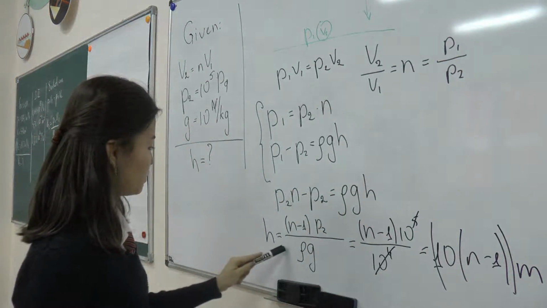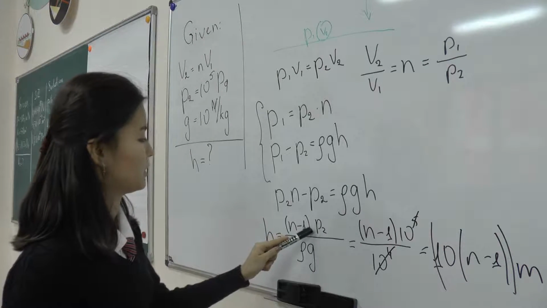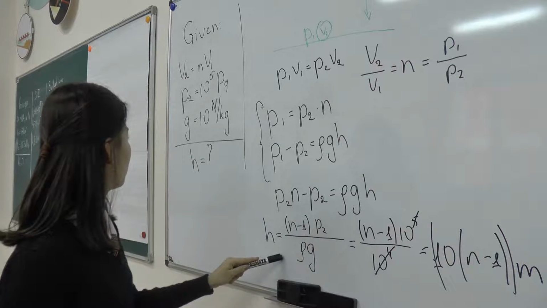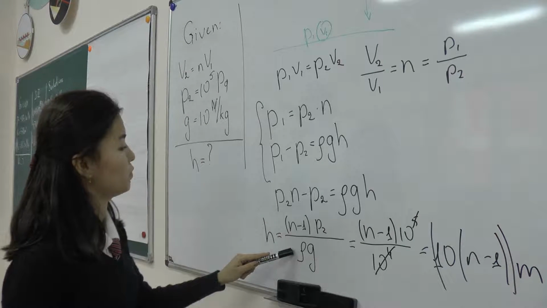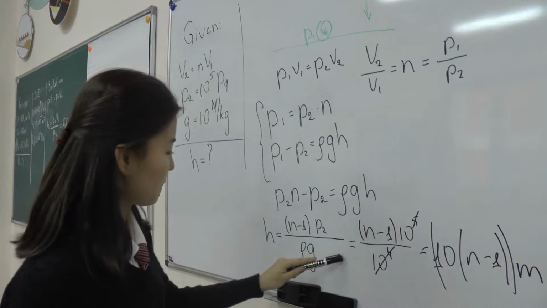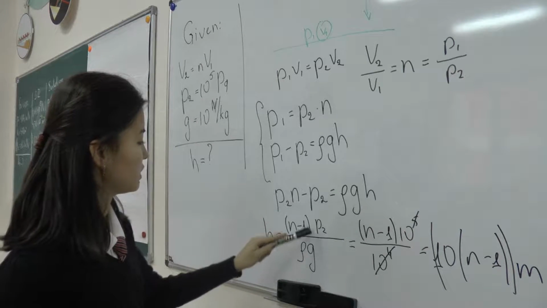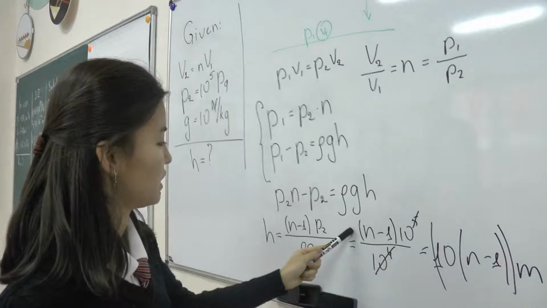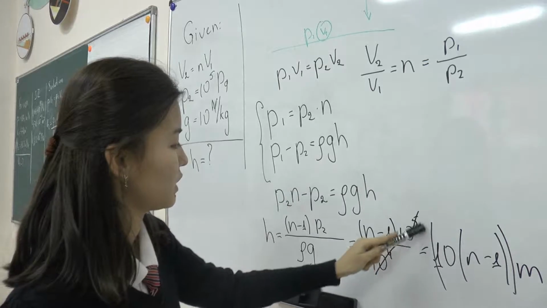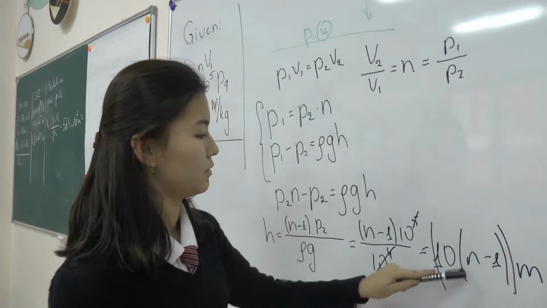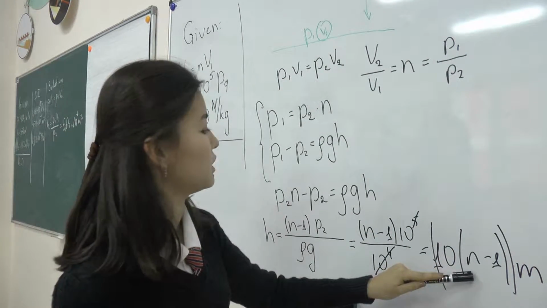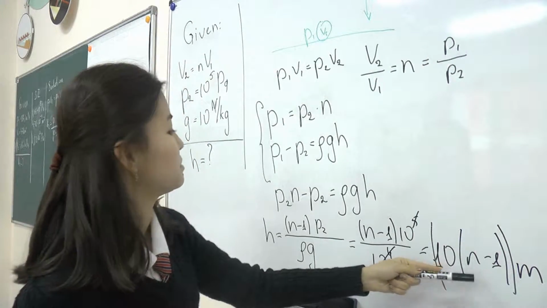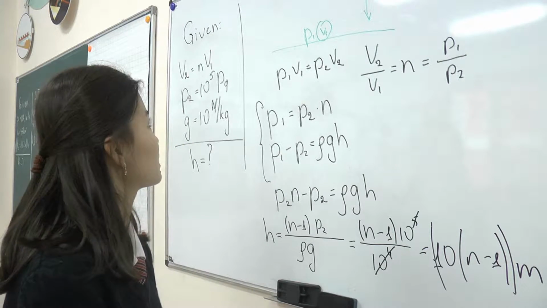The depth is equal to n minus 1 multiplied by the final pressure and divided by the product of the density of water and gravity. Density and gravity are constant, and final pressure is constant too. So it means that in the end we have these expressions. We can replace n by any number, and we can have the answer.